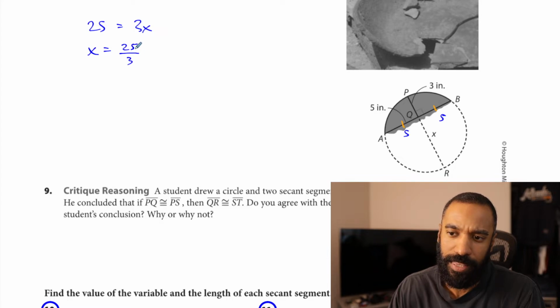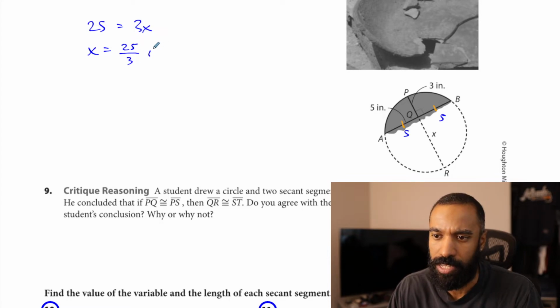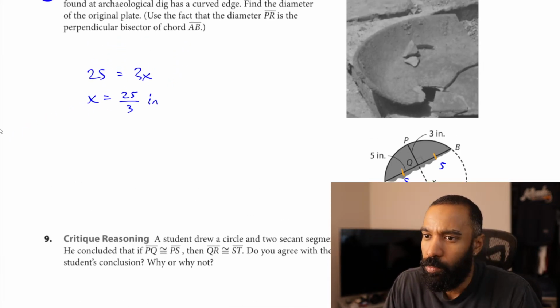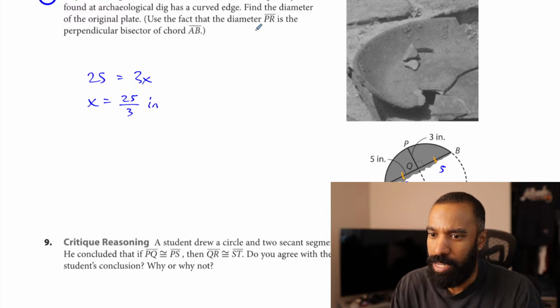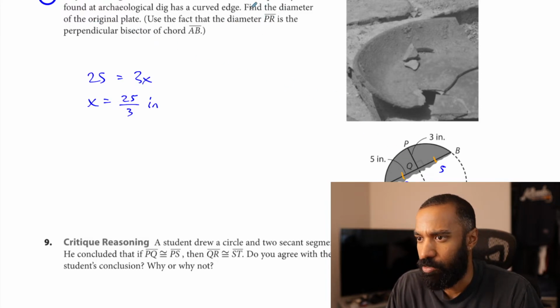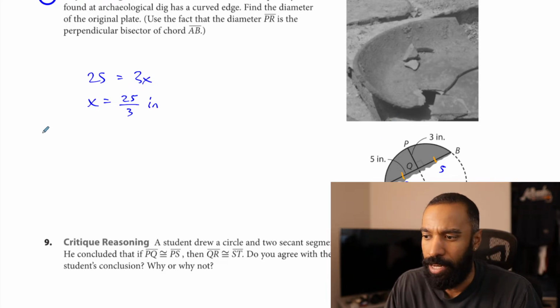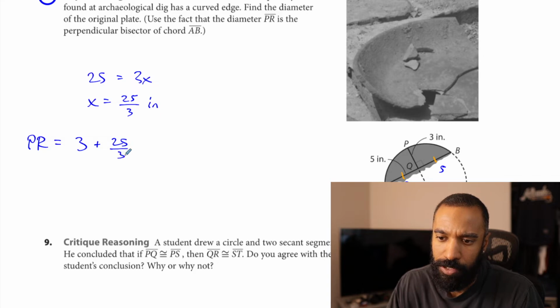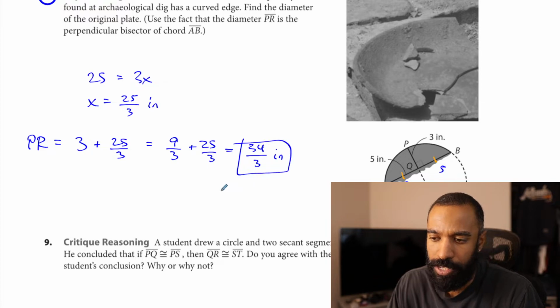Now, I'd prefer to leave it like that. Otherwise, we'd be rounding our value, and that's actually in inches right here. They called PR the diameter, so it is the perpendicular bisector of the chord. They said find the diameter. We got to add 3 and X. So the length of PR is 3 plus 25 thirds, which is 9 thirds plus 25 thirds, which is 34 thirds of an inch. 34 thirds inches, or 11 and 1/3 inches, I think you can also state.